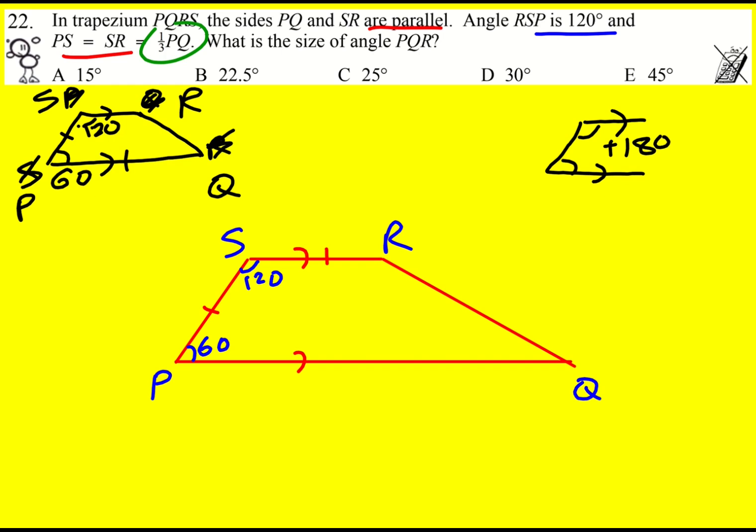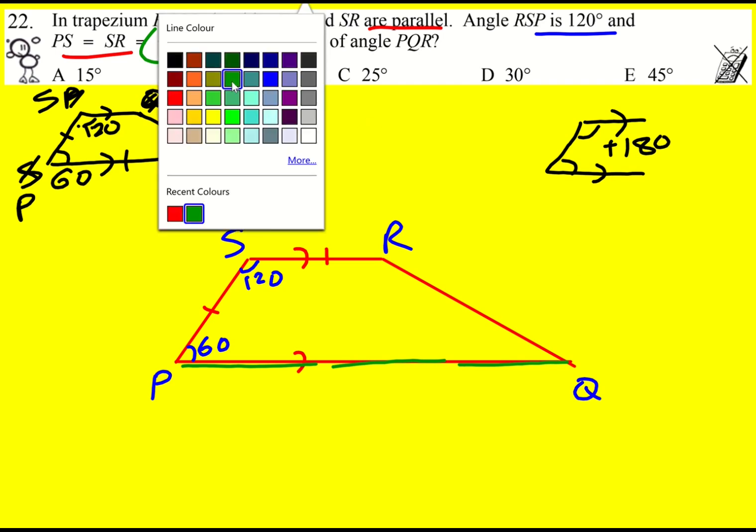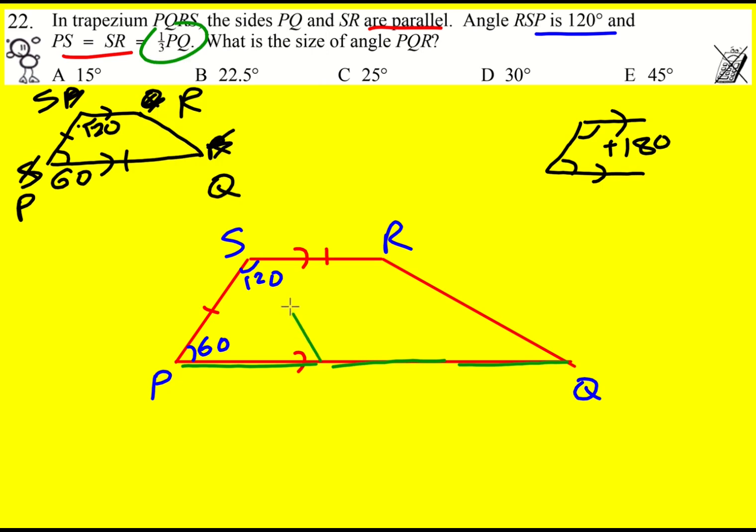Okay, so what that means is that I could basically take SR and draw it along here like 3 times. And that is actually essential for this question, because what we can do now is connect it up into some triangles. There we go.